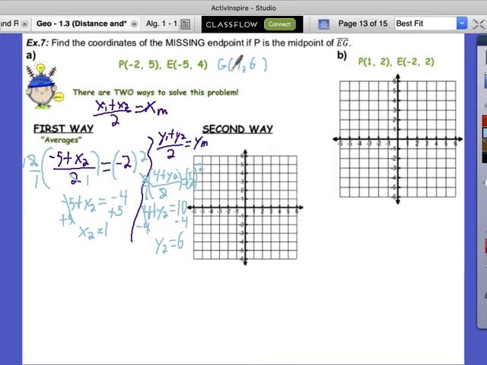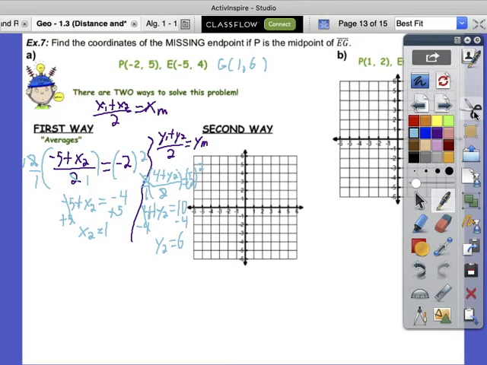Okay. Here's what we're going to do. We're going to do a second way as well. I think you guys are going to prefer this way, but it only works when you have a graph, okay? You guys notice how I just counted how far away they were, and said the midpoint has to be halfway between them.